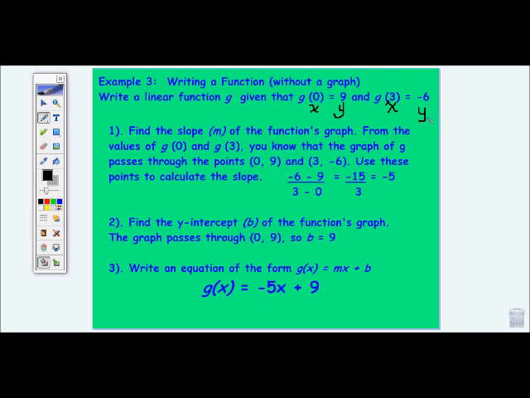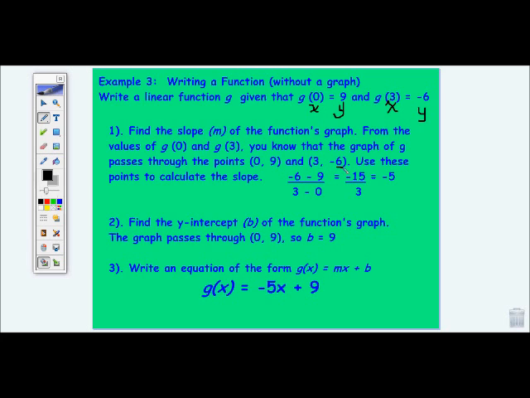This one gets people confused. It seems a little backwards. So find the slope of the function's graph from the values of g of 0 and g of 3. Now you'll also notice instead of the f for function, we have an italicized g. Anytime you see an italic variable and a parentheses, it means that you're speaking of a function. So you know that the graph of g passes through the points 0, 9, that was my x and y, and 3, -6.